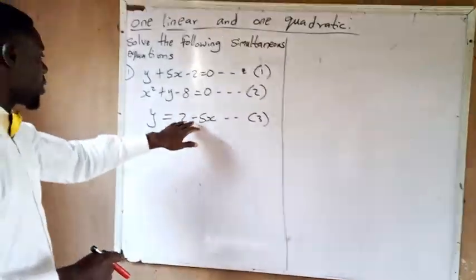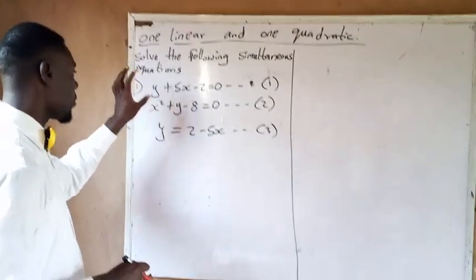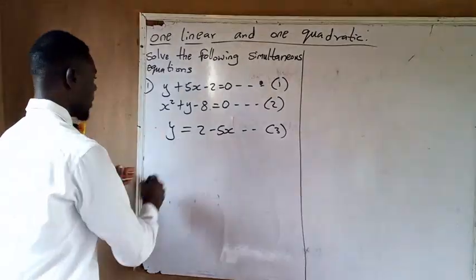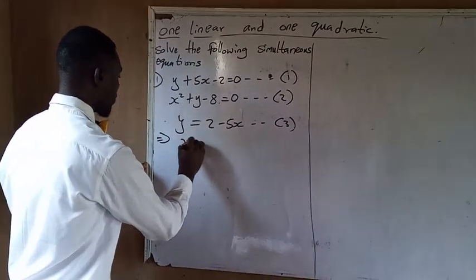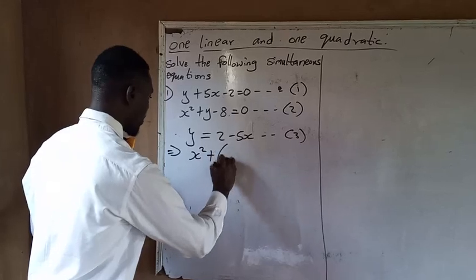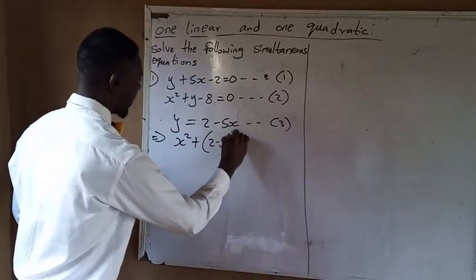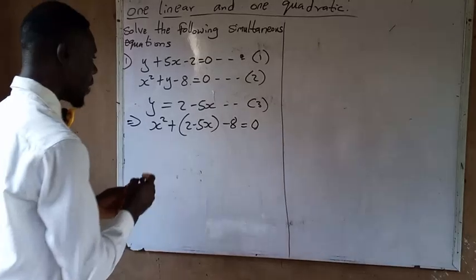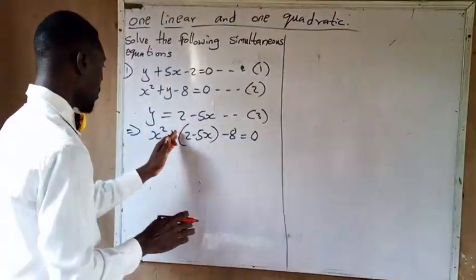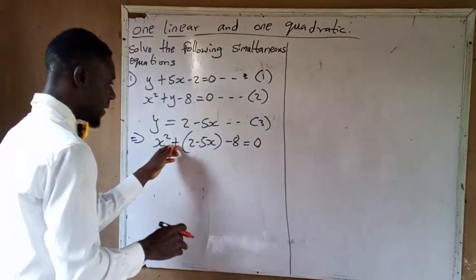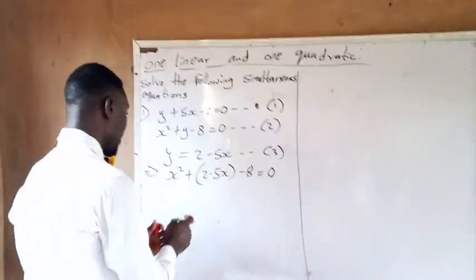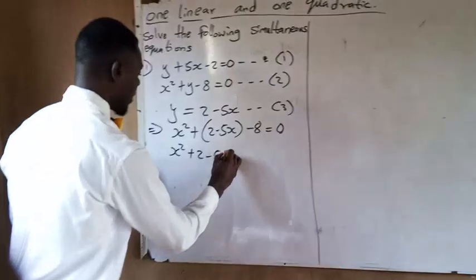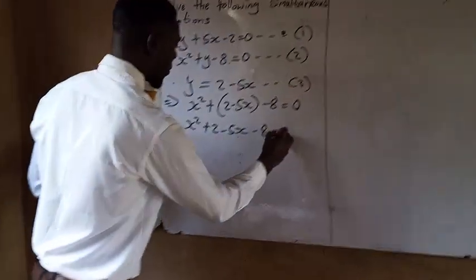At this point, we just substitute equation 3 into equation 2. Wherever we see y, we substitute this value. That implies x raised to the power of 2 plus bracket open 2 minus 5x, close bracket, minus 8 is equal to 0. Now at this junction, we need to open the bracket with the sign, because this sign here is what makes the bracket close. Now we have x squared plus 2 minus 5x minus 8 equals 0.